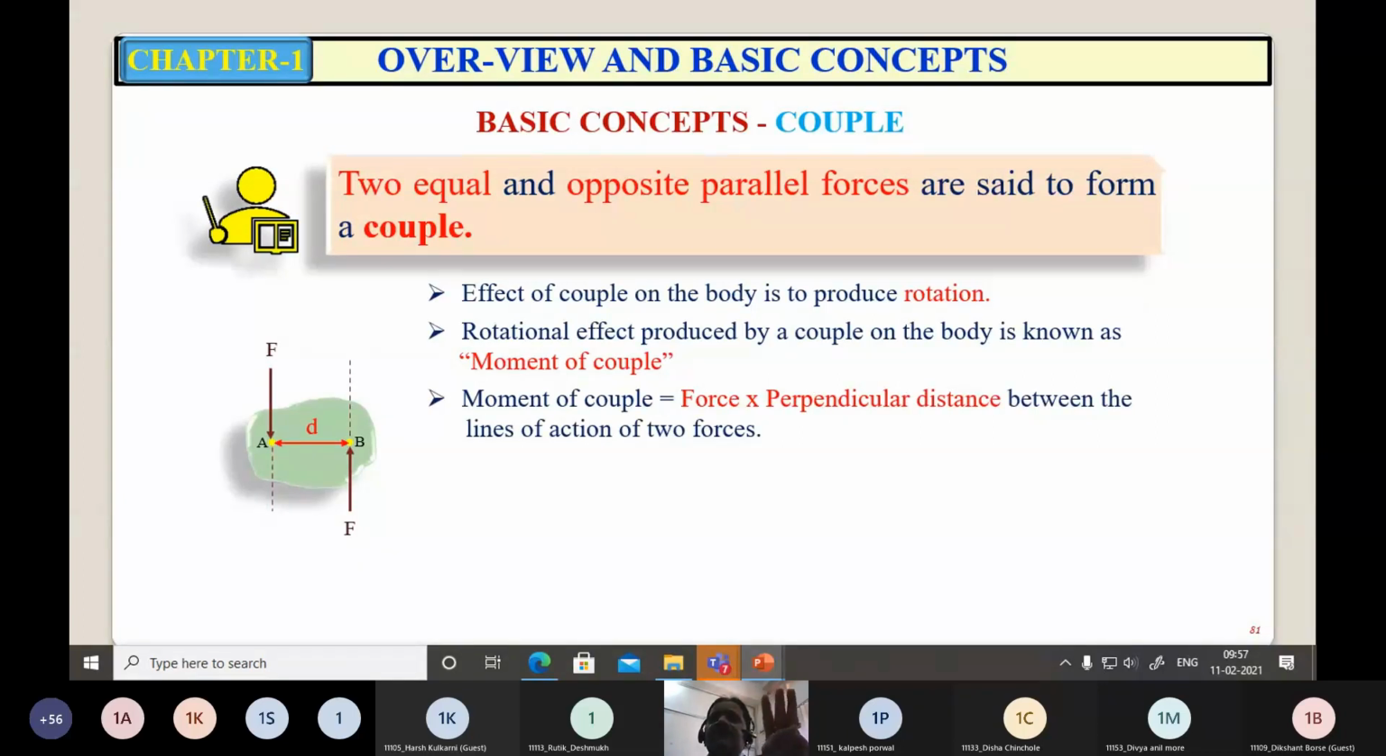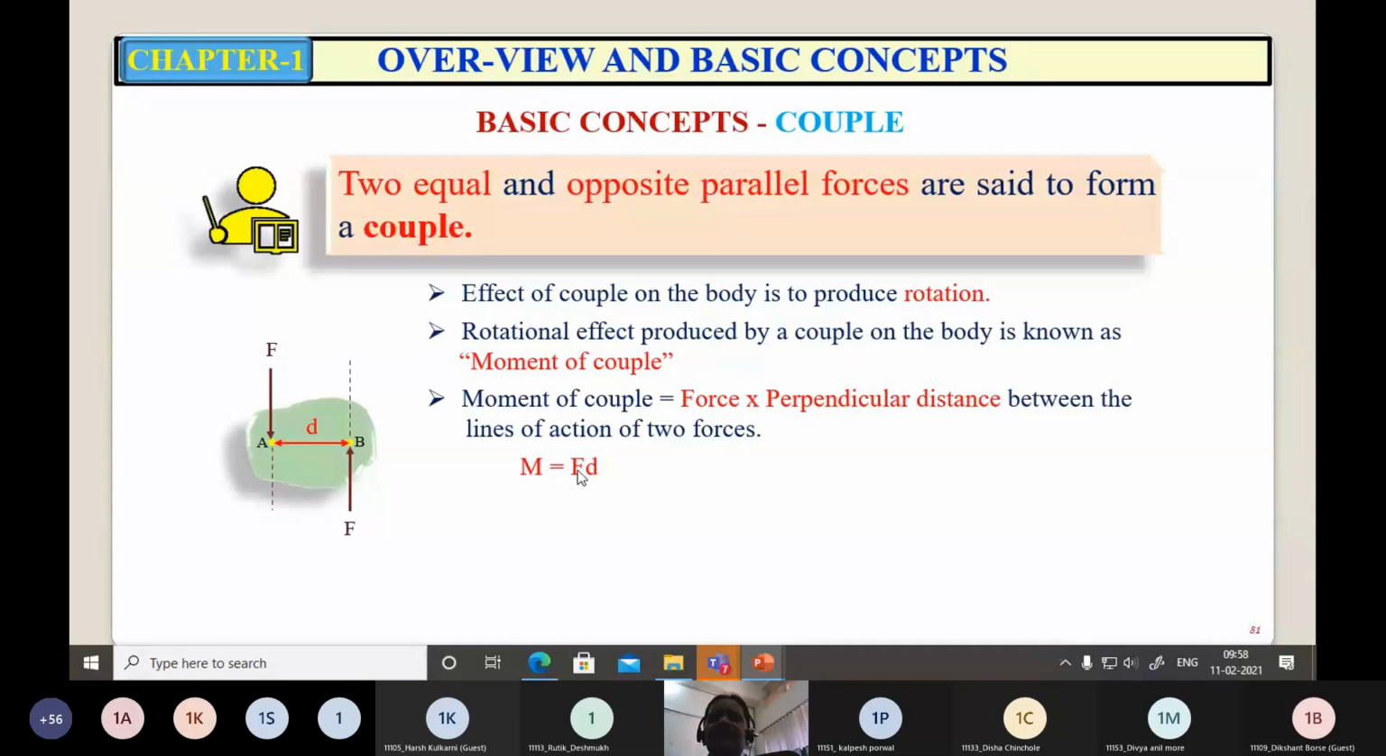See here the basic difference between moment of force and moment of couple. The moment of force, again, is force into perpendicular distance from the line of action of the force to the point, but the magnitude of moment of force depends on the distance from the line of action of the force to the point. If the moment center is changing, the perpendicular distance between the line of action of the force and the point is changing, then the magnitude of moment is also changing. Am I right? But in case of couple, the moment of couple remains constant. That we will see by taking one example. So moment of couple is equal to F into D.